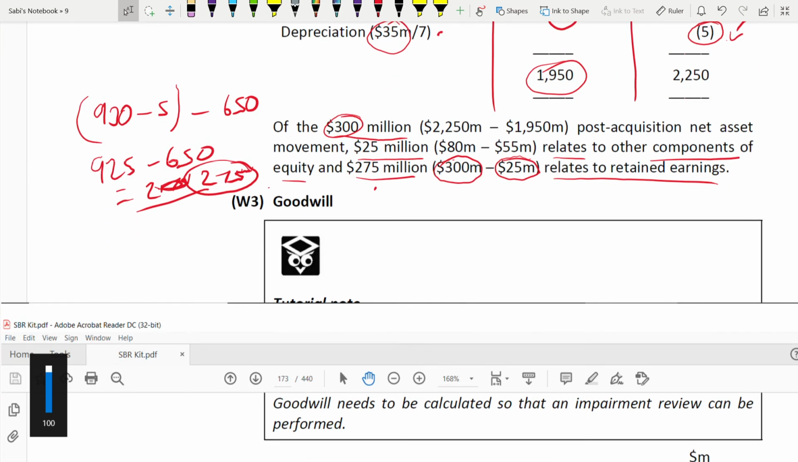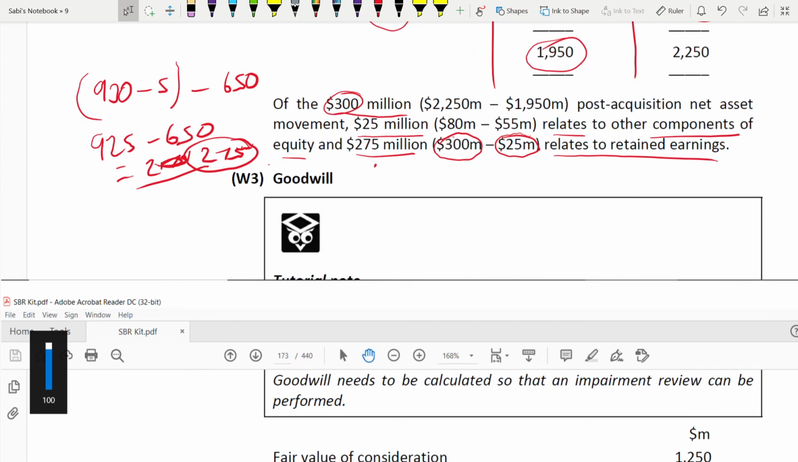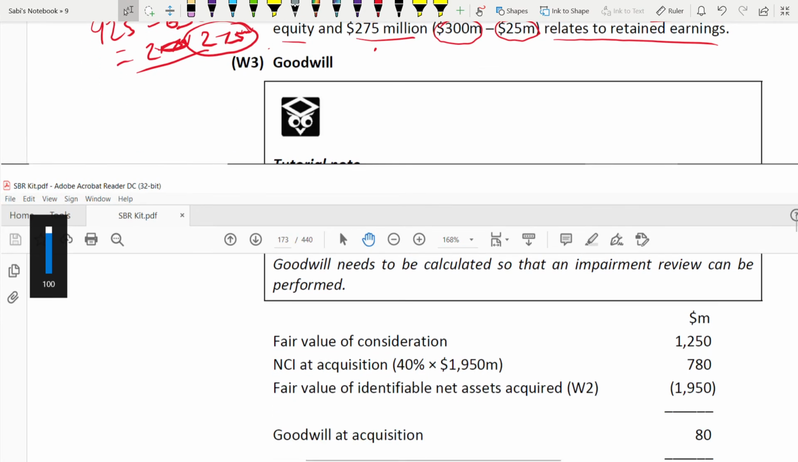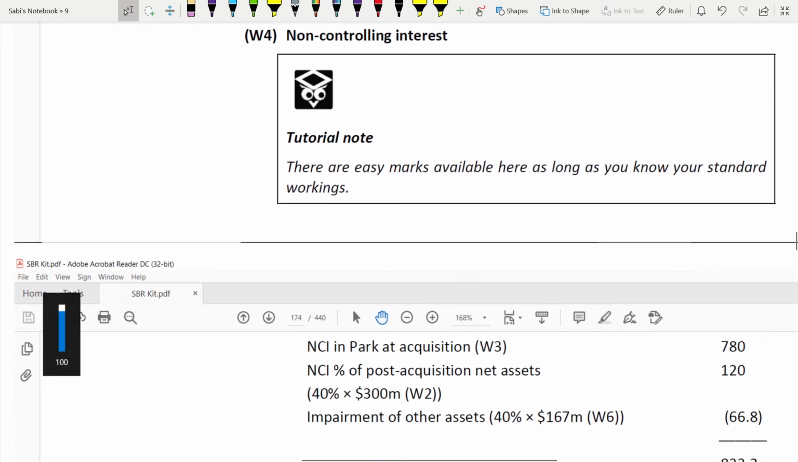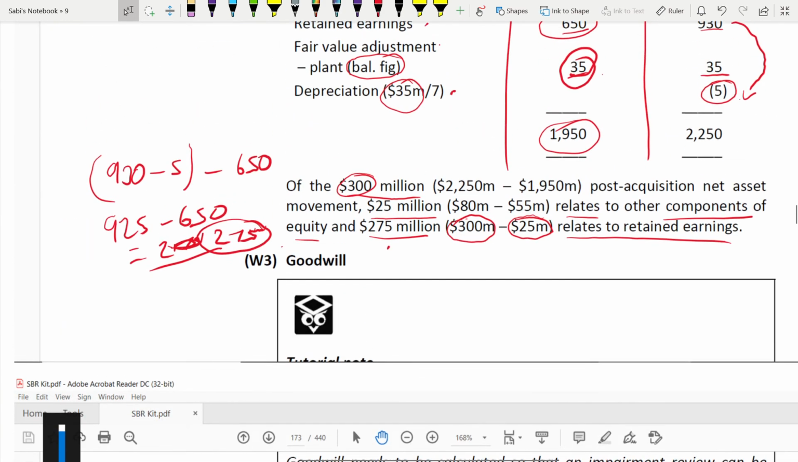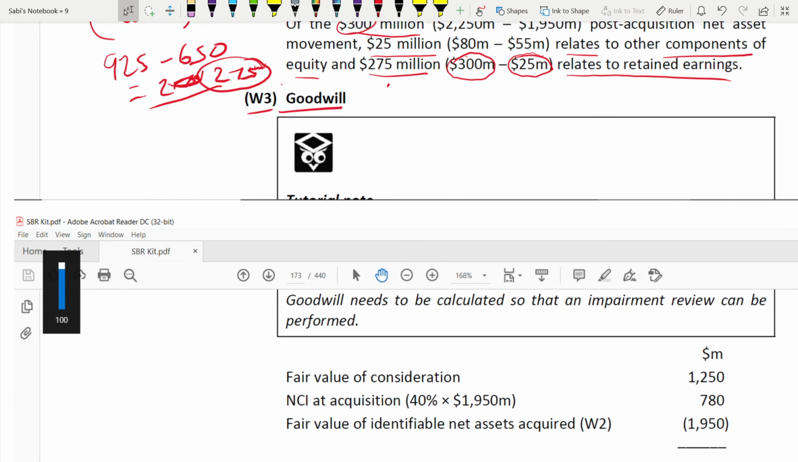Now, third is goodwill. First net asset has to be calculated, second is goodwill, fourth is NCI. The order is like this only, it has to follow this order. Now let us go to the third one. Please put a label like this. Working has to be put with the correct number, also the subheading goodwill. So goodwill is to be calculated so that the impairment review can be performed. Once you calculate the goodwill, only then do we know how much is the impairment.